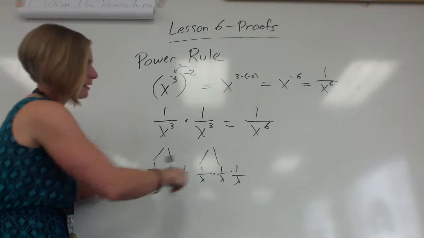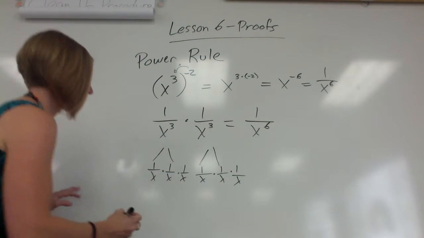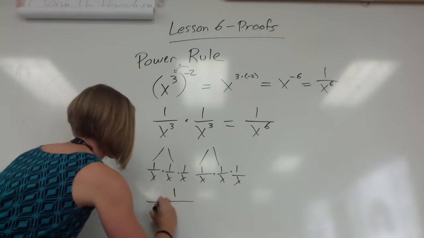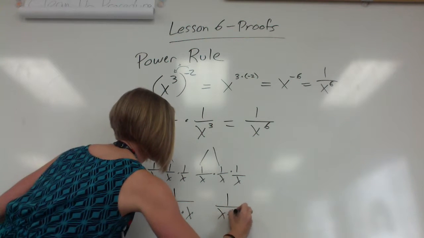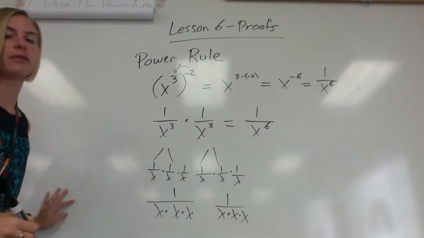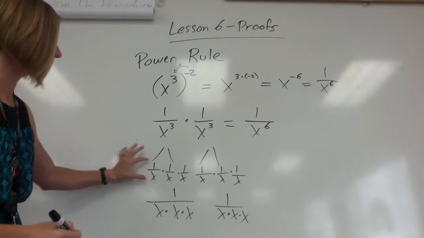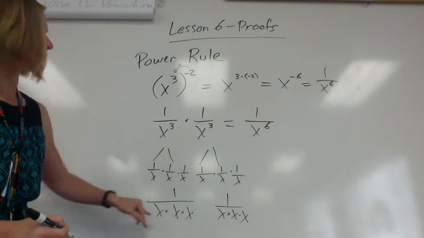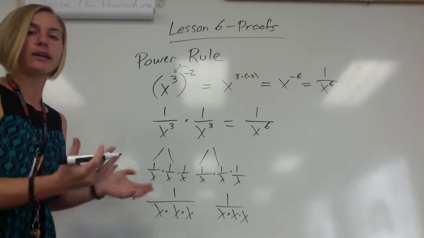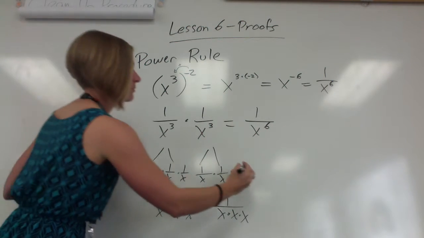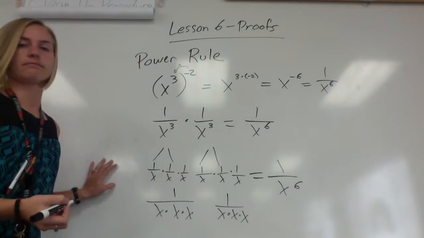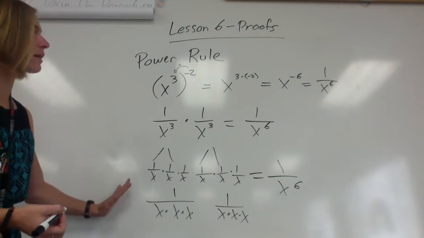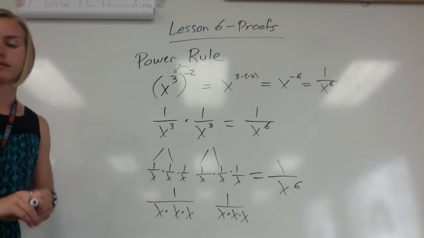And you could be thinking about it like this, or you can be thinking about it 1 over x, x, x, and 1 over x, x, x. It's actually the same thing. So either way you like looking at it, if you want each x to have their own 1, or you want them to share, it doesn't actually matter because you count them up, there's still 6 x's on the bottom. Okay, and that's how you prove the power rule with negative exponents.